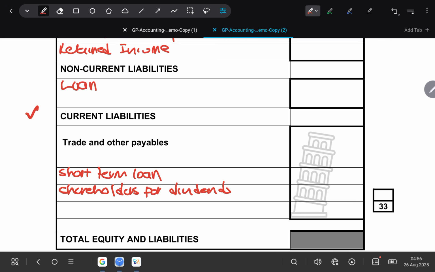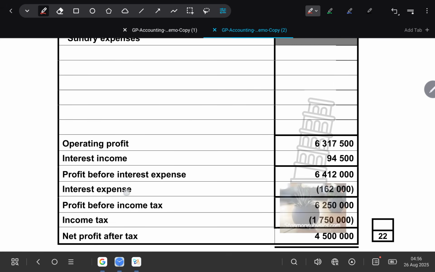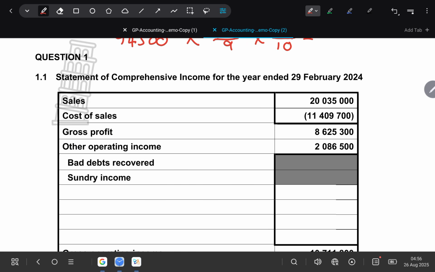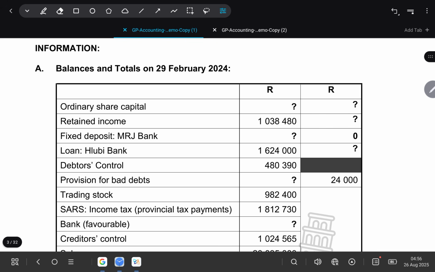And then from there, we will also have something else. But remember, we are going to be controlled by our information. So when you do your income statement, I suggest that you always start with the easiest information that we have.